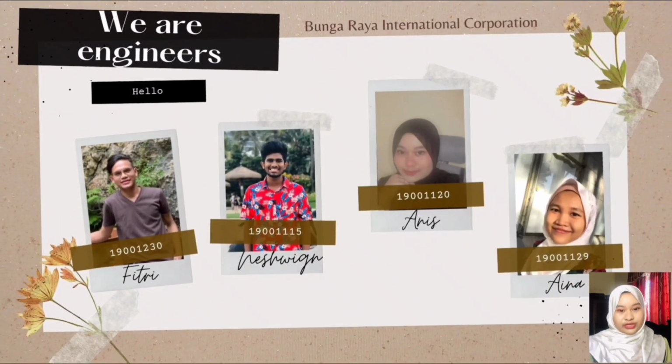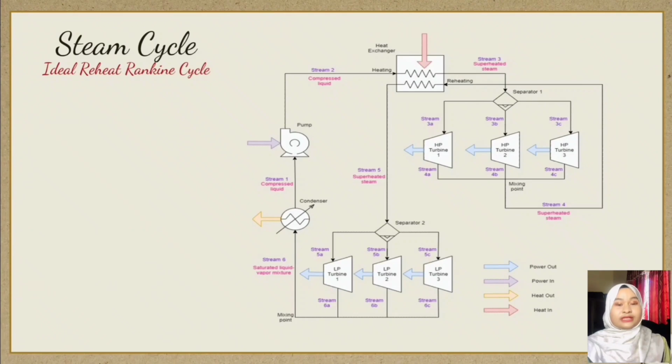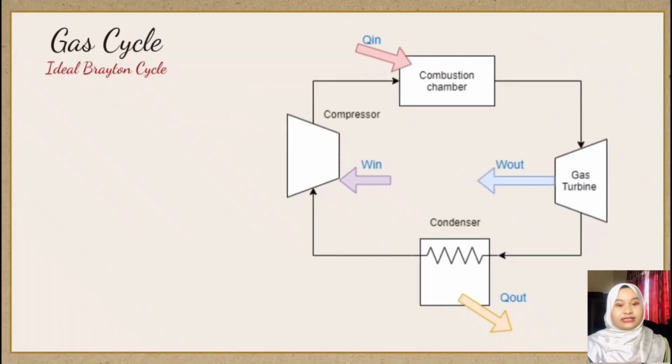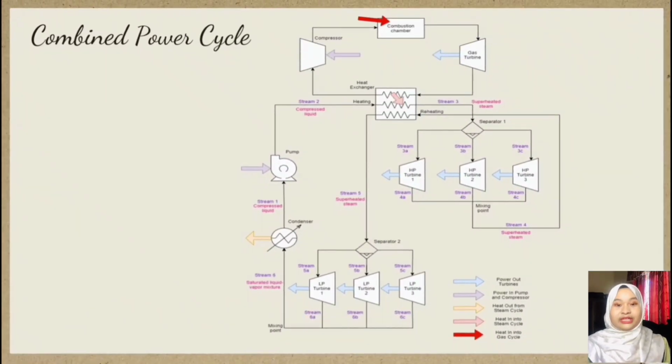As a group of engineers employed by Bunga Raya International Corporation, which consists of Fitri, Nashwin, Anis and Aina, we are required to determine the overall efficiency and backwork ratio of the combined power plant by applying the knowledge from chemical engineering Thermodynamics 1. The type of cycle used to model the steam cycle is the ideal reheat-Rankine cycle, and for the gas cycle is the ideal Brayton cycle. This is the schematic diagram for the combined gas steam power cycle.